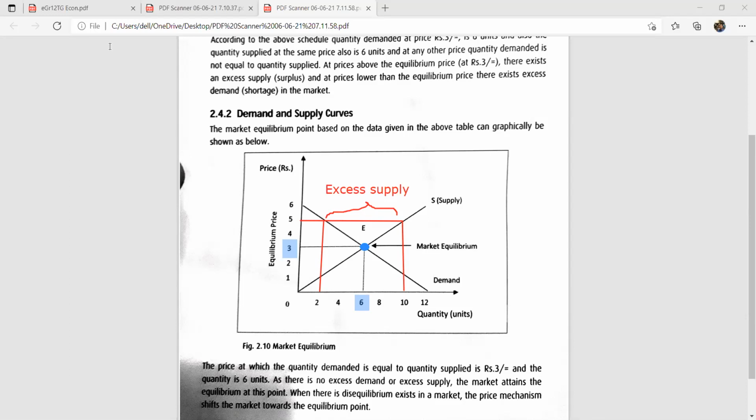As well as any price below the equilibrium, somewhere here too. When the price is 2, 8 demanded, but only 4 supplied, there is an excess demand. Excess demand. Excess supply, excess demand.